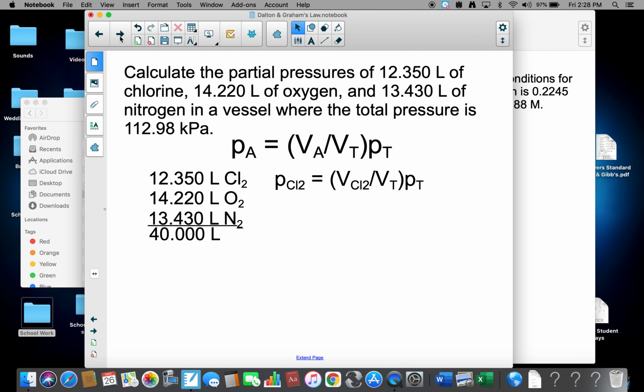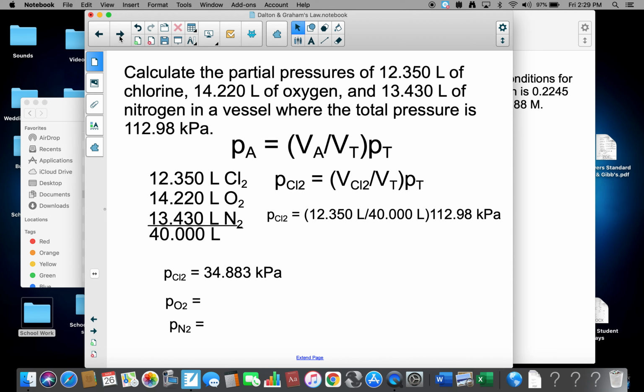So to find the pressure of chlorine, we take the volume of chlorine divided by total volume, multiplied by the total pressure. So we have 12.350 liters as my volume of chlorine, divided by 40.000 liters, multiplied by total pressure, and we get a pressure of chlorine of 34.883 kilopascals.